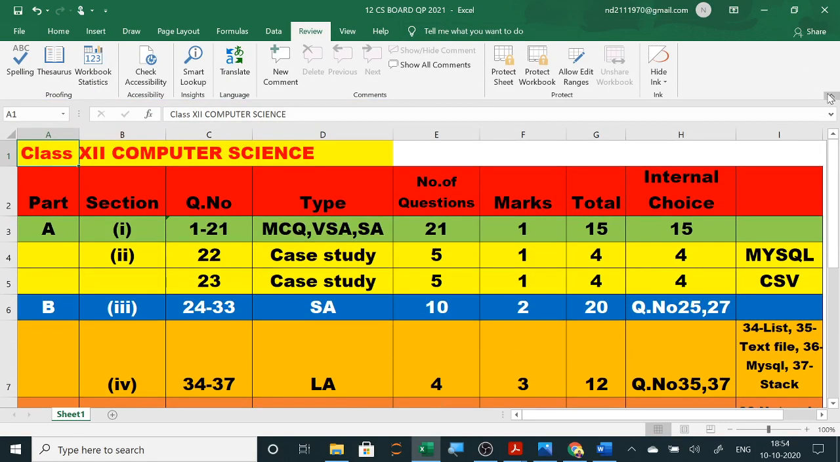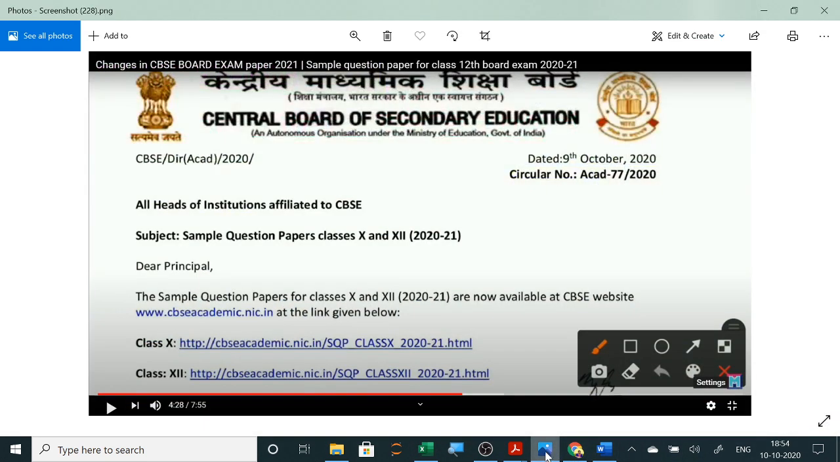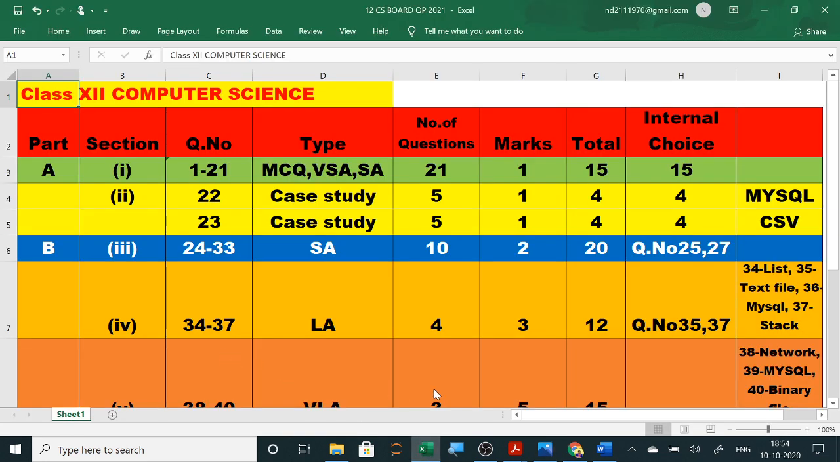Hello students. Now already you have seen CBSE has issued the sample question paper. So in CBSE site you can see here cbseacademics.nic.in. In that, sample question papers of class 12th and class 10th have been published. In this you can see the pattern is completely changed this year. So we will see nicely what is the pattern in all the question papers in all the subjects.